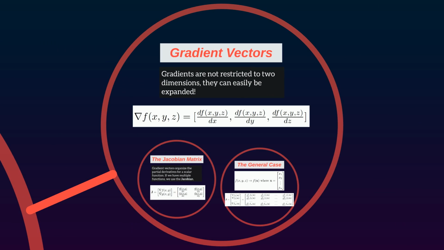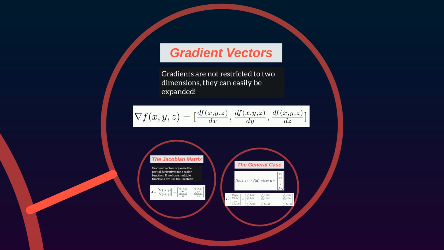So gradients are not restricted to 2 dimensions. We just looked at a 2-dimensional example. They can easily be expanded. In fact, in the context of physics or math in general, you'd typically see the gradient with a partial with respect to z as well, because we're living in a 3-dimensional world, so we're going to have an x, y, and z component.